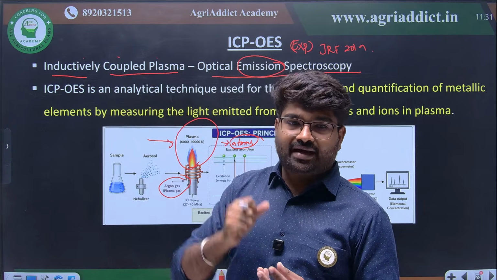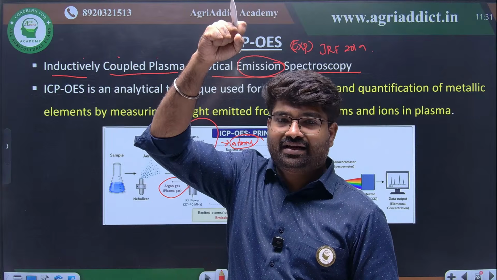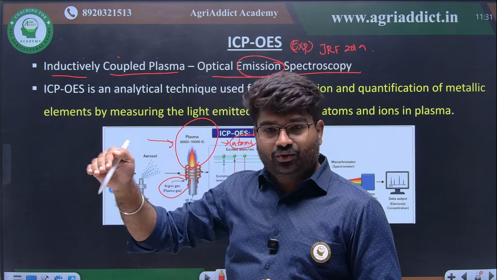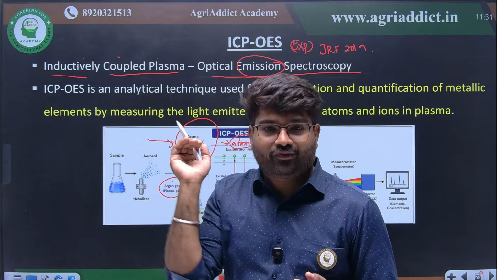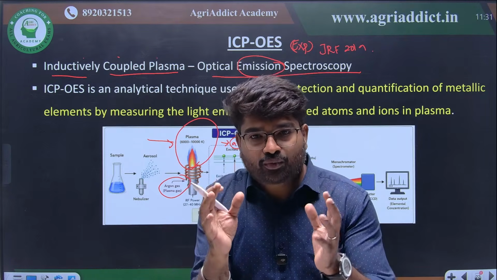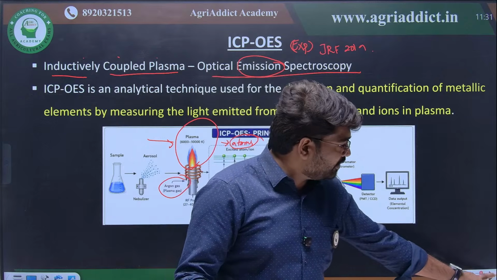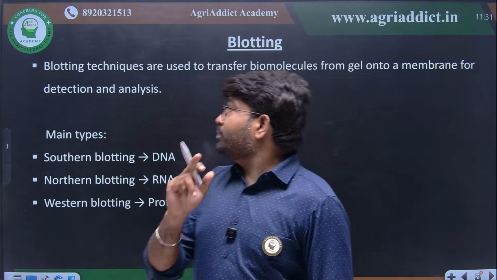So, light will be observed. It will go to excited state. From excited state, it will travel to ground state. While coming to the ground state, it will emit a photon of light that will be proportional to the concentration of the analyte. I hope this is clear for everyone. These two are very important topics.